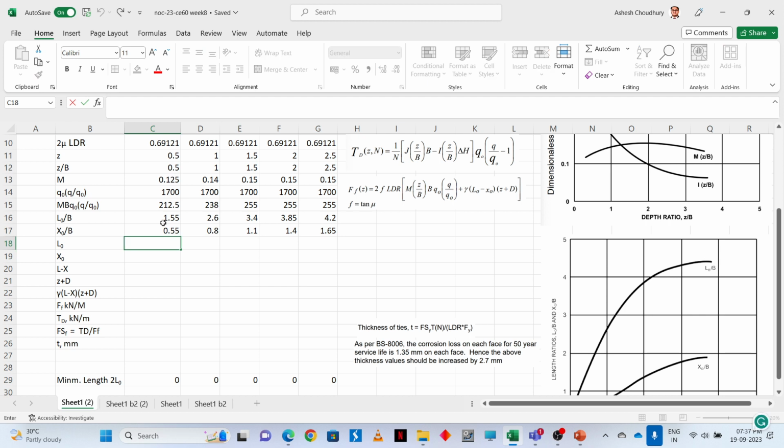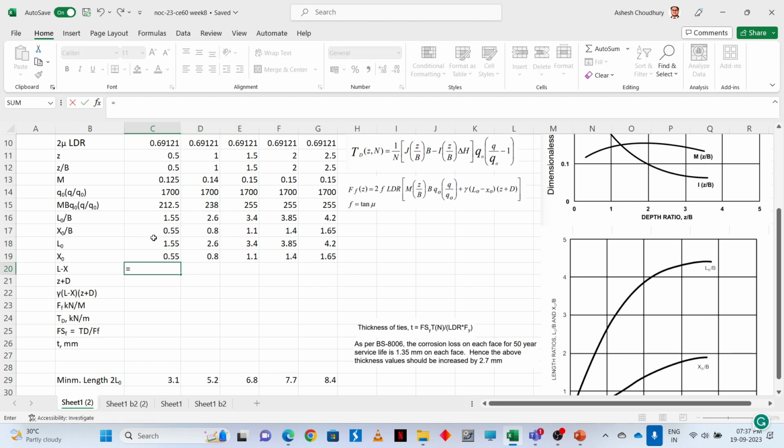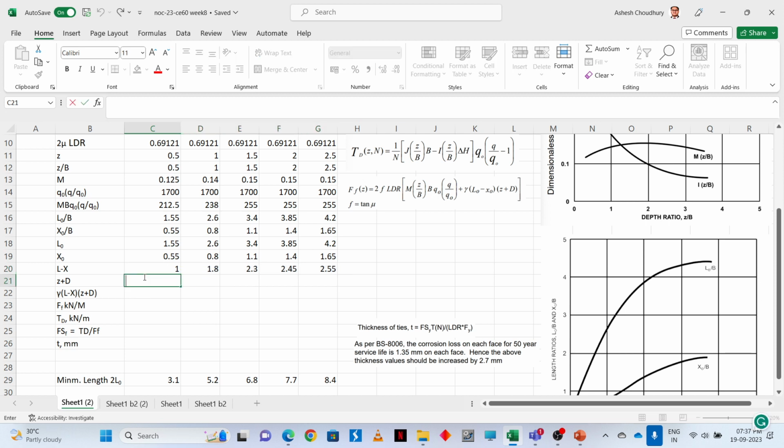Then what is L naught? L naught by B times B gives us L naught. The same we can carry out for X naught. Okay, so L naught minus X naught you can get. Then comes Z plus D. So as per my understanding, Z means this. Z plus D, where D is depth, right? Should be 1.